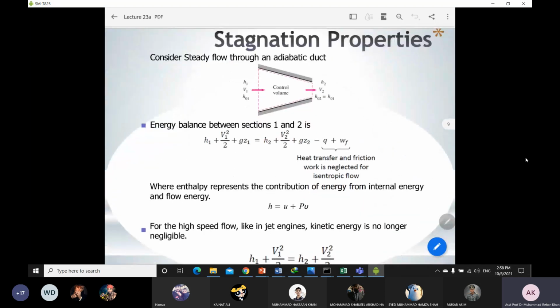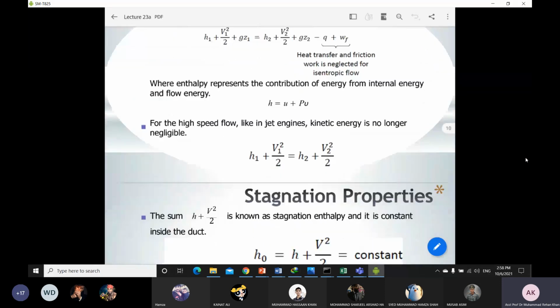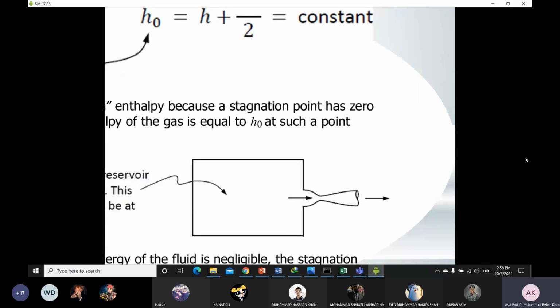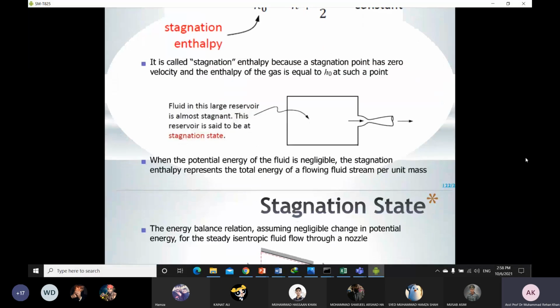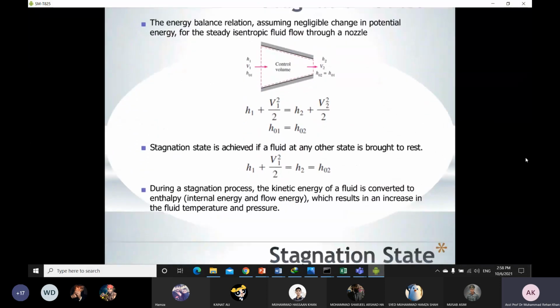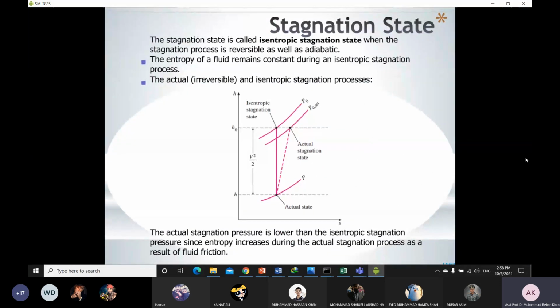Okay, so I already explained to you how to apply the energy balance equation, and then how to develop this equation, which is the enthalpy at the stagnation point. These are the same things which I already explained to you. Okay, and this is again the same thing. So this is another important point over there.